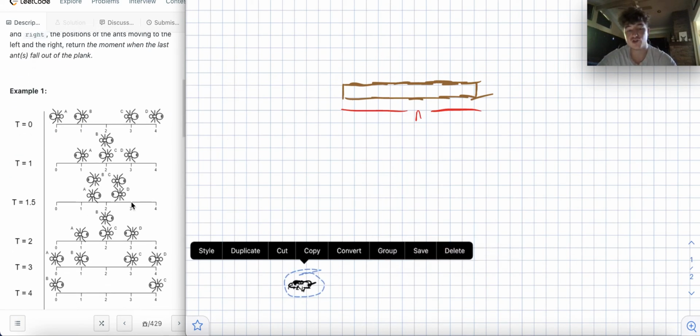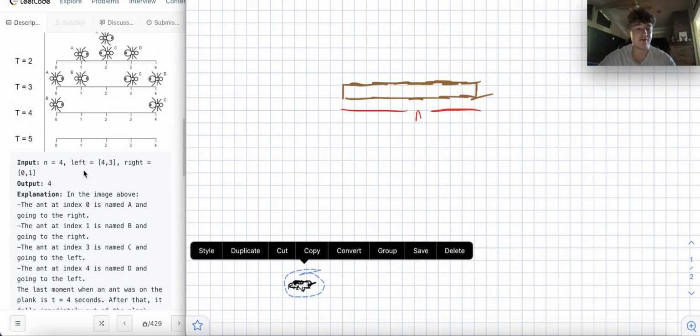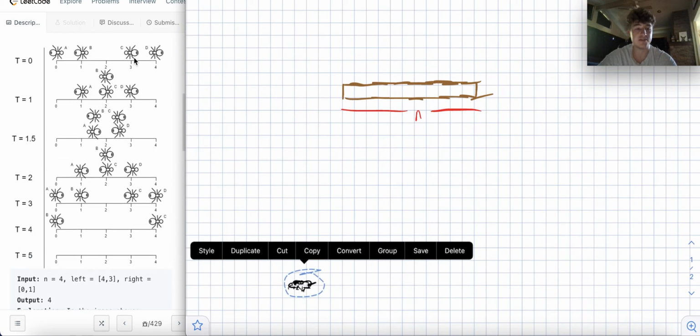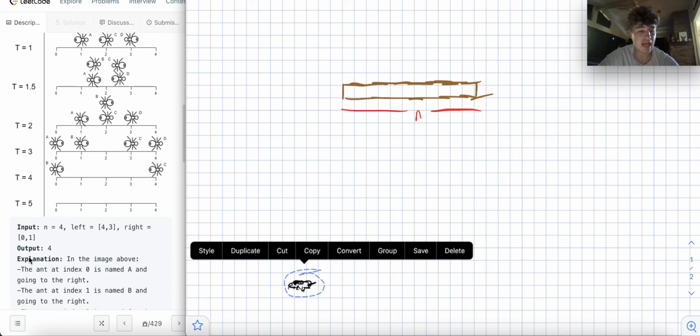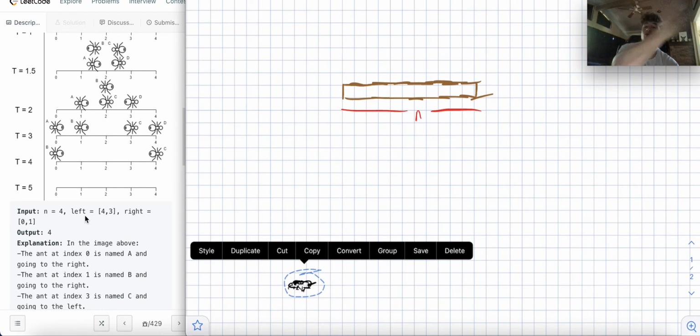So I'm not going to draw this example because I feel like this is a pretty good graphic already, right? So in this example, we have ants going left that are at position 4 and 3. So that means that there's an ant at position 4 and an ant at position 3 going left. And we have ants at position 0 and 1 going right. So that's kind of how this information is provided in this problem. You have n equals 4, so that's the length of the plank. It's 4 units wide. And then you have the ants that start going to the left, you have the ants that start on the right, and then their positions, okay?